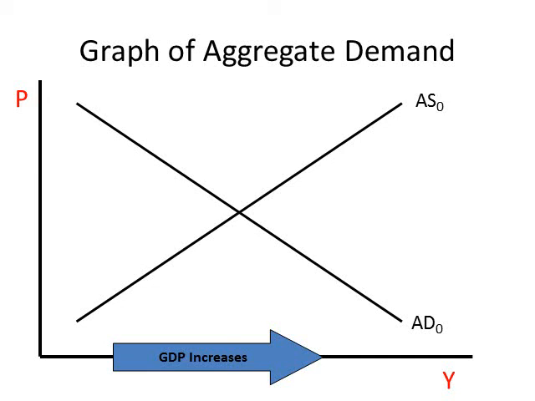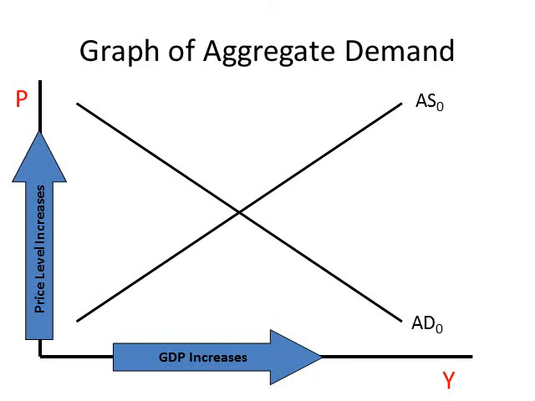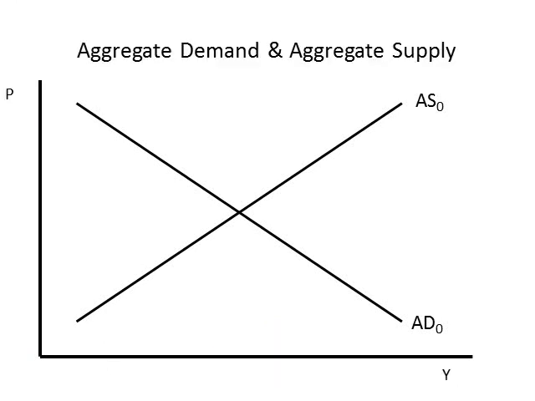You may also remember that as we move from left to right, the numbers get bigger. Thus, as one moves from left to right, GDP increases. And finally, you may also recall that as we move from the bottom to the top, numbers get larger. Thus, as one moves upward from the bottom, the price level increases.